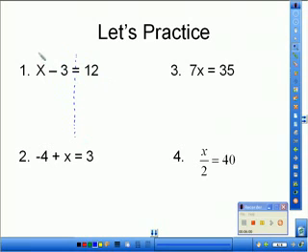Now, remember, you always want to start on the side with the variable. We want to isolate the variable. We want to get that x all by itself. I'm going to write our acronym just so we don't forget the steps. Inverse, balance, solve. So we'll come over here. We need to get rid of this minus 3. So the inverse operation of subtracting 3 would be adding 3.